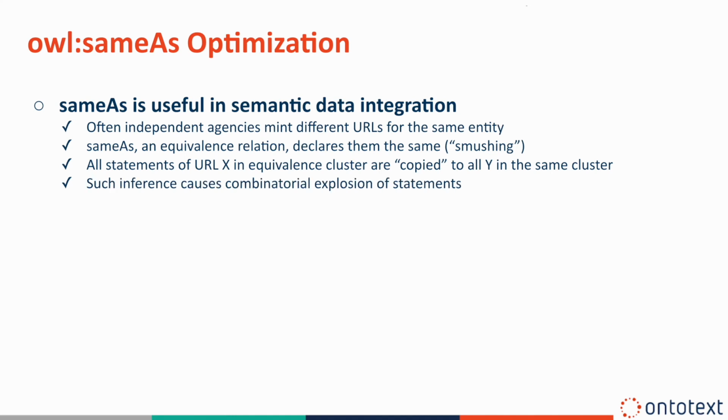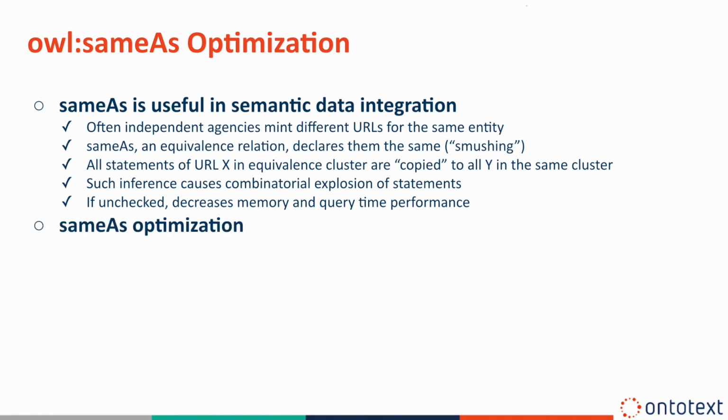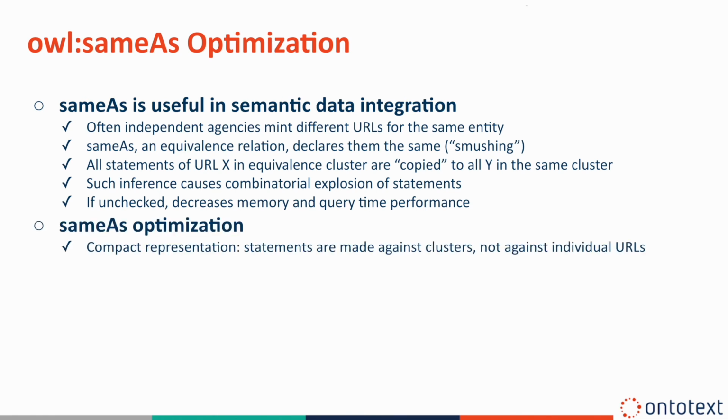Such inference causes a combinatorial explosion of statements. If unchecked, this decreases memory and query time performance. SameAs optimization includes compact representation. Statements are made against clusters, not against individual URLs. Backward chaining finds all solutions across the cluster.